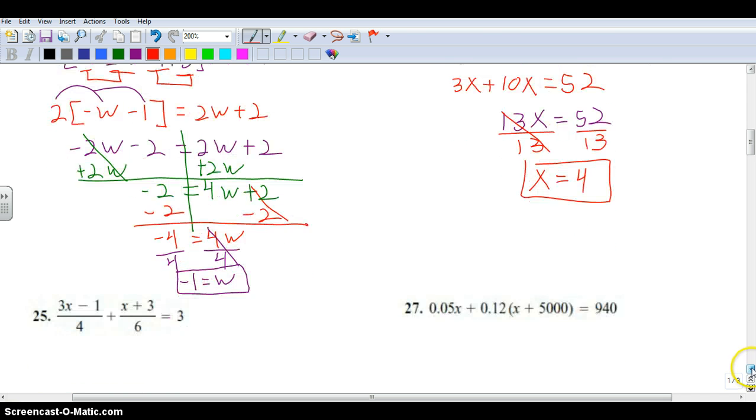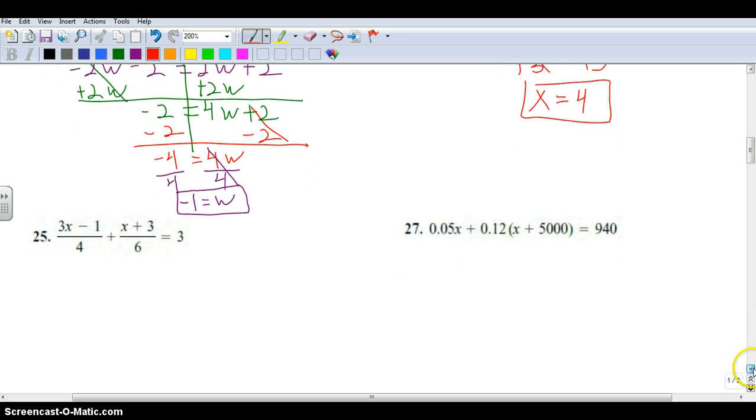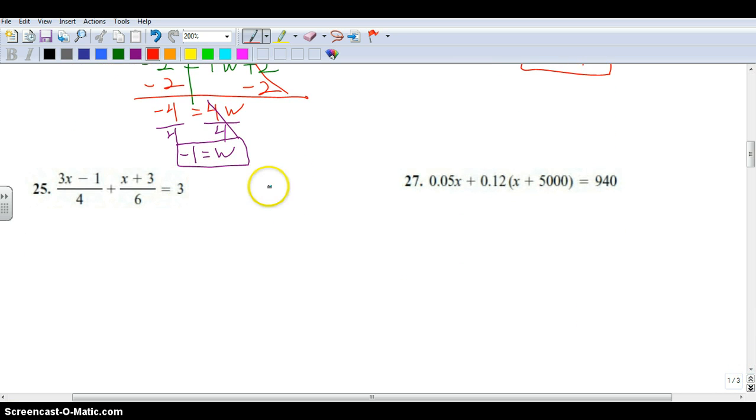All right, 25 is going to be basically the same deal. You're going to multiply by the LCD on each side. So I'll get 25 started, but I probably won't finish it. So if you're looking at 4 and 6, the LCD for those, I believe, is going to be 12. If you overestimate it, you'll actually be all right. If you accidentally overestimate it, you're just making more work for yourself. All right, so we multiply both sides by 12.